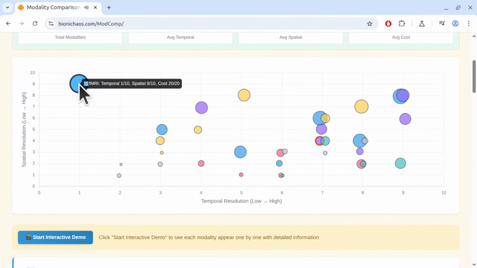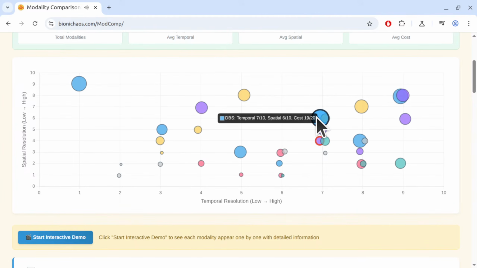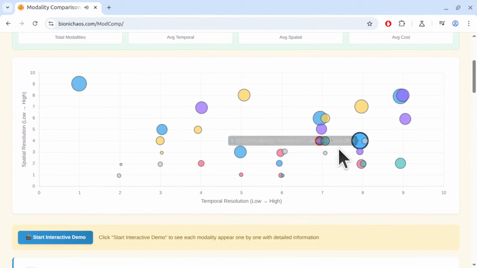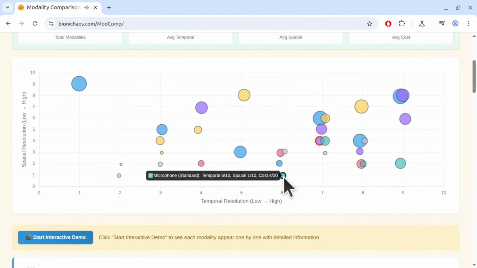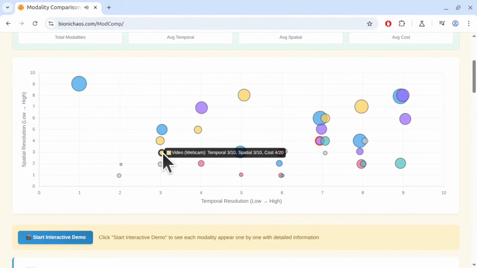Precisely. But here's the kicker, the part I find really neat. The size of the bubble representing each sensor on this chart shows its relative cost. Oh, interesting. So you get speed, detail, and price, all in one visual. You got it. It tells a whole story at a glance. And you immediately see these clusters, these sort of quadrants, as the sources call them, each telling a different story about trade-offs.